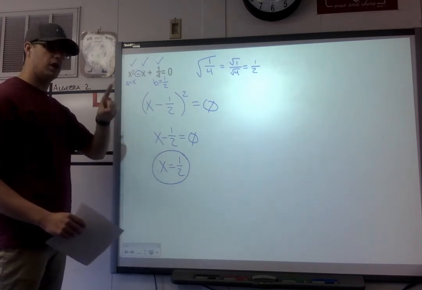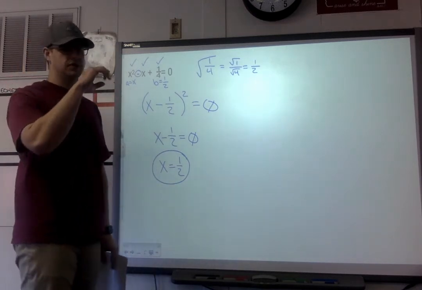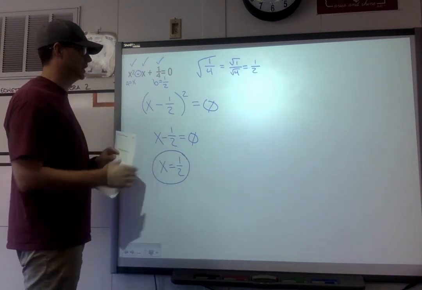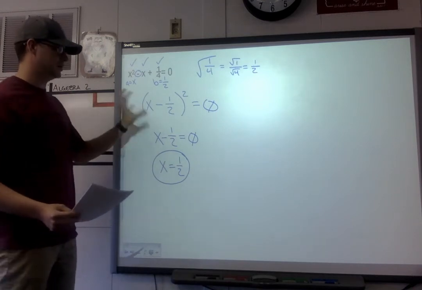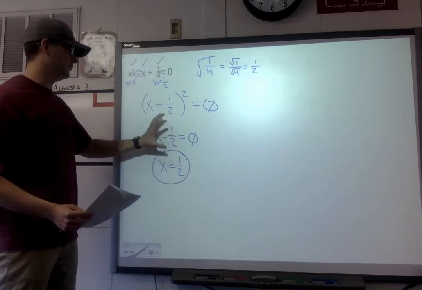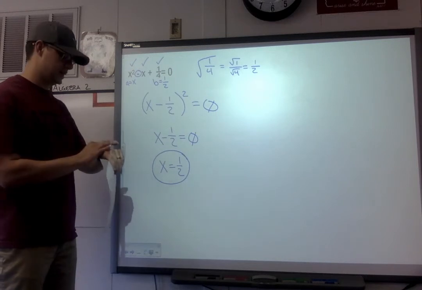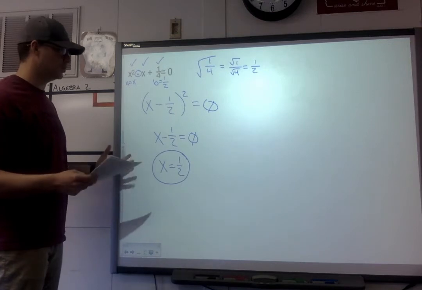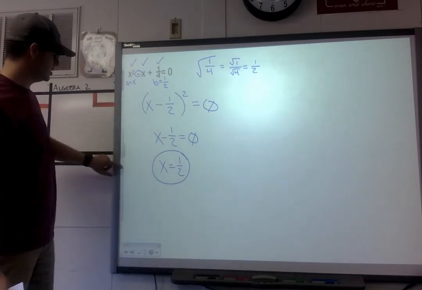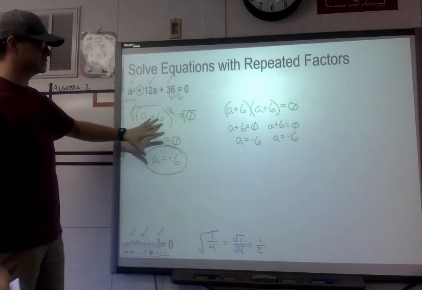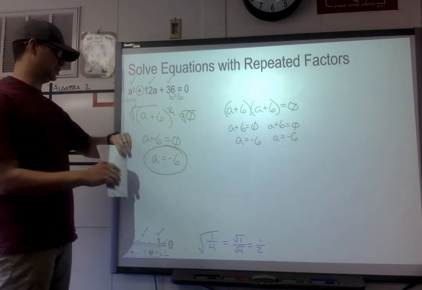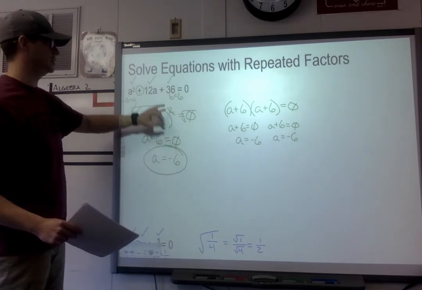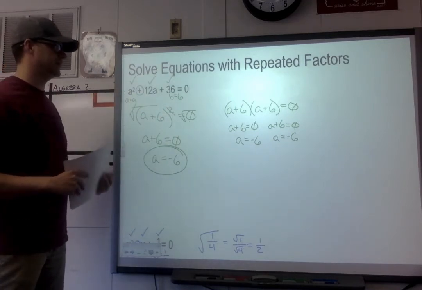So if we only have one solution, that means that the graph is just going to touch the x-axis. It's not actually going to cross through it twice. But again, that's just a quick view into what we'll be doing next. I don't want to get too far into it and confuse you guys more than you already may be. So again, anytime you factor a perfect square trinomial and you're using that to solve an equation, it's always going to have repeated factors.